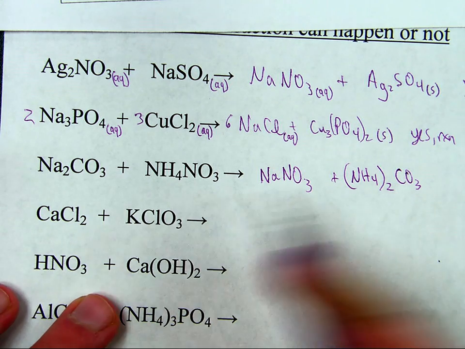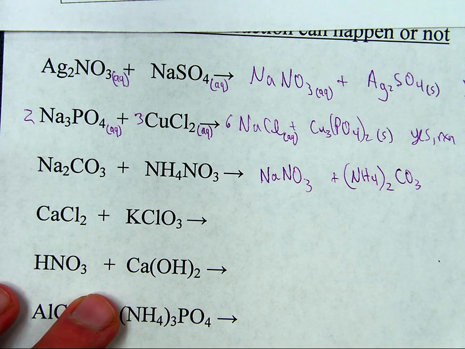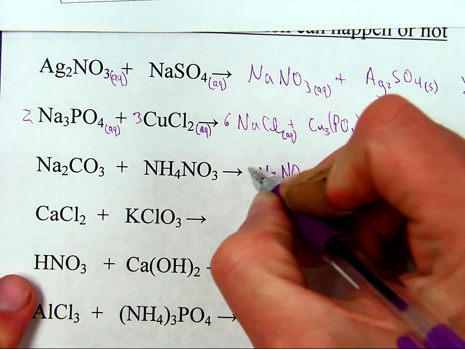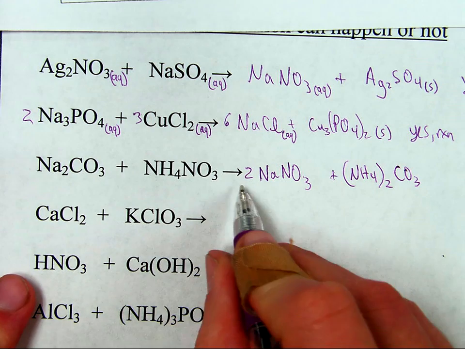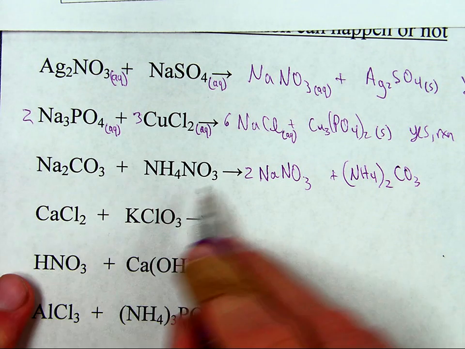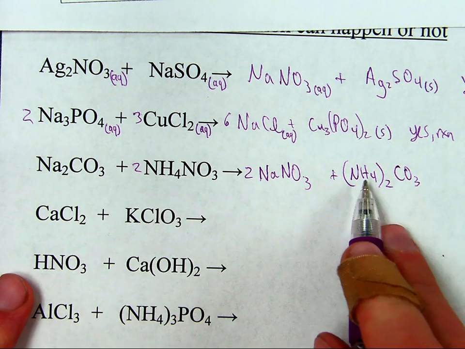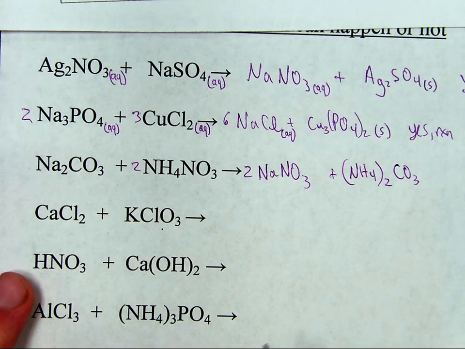I could balance this out. Honestly, it wouldn't make too much of a difference, but might as well for completeness' sake. 2 sodiums, 2 nitrates, 2 ammoniums, 1 carbonate. There we go. Looking these up on the table.